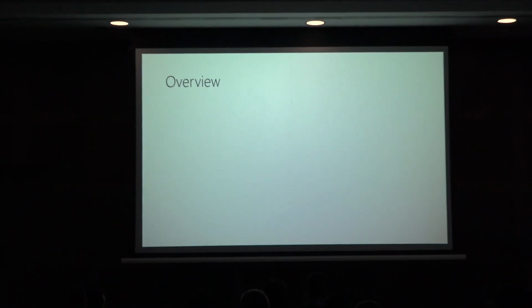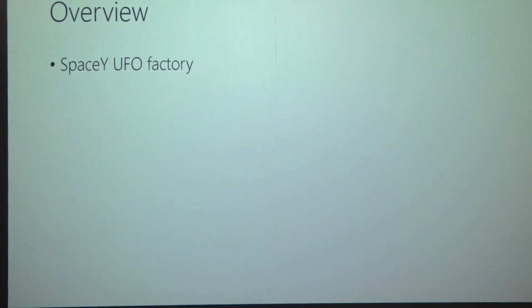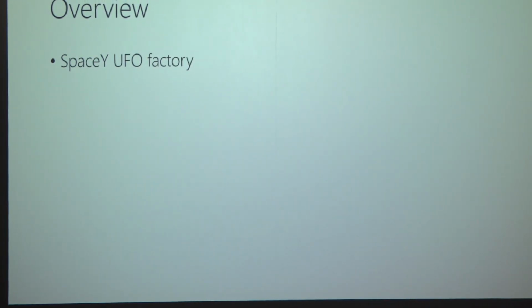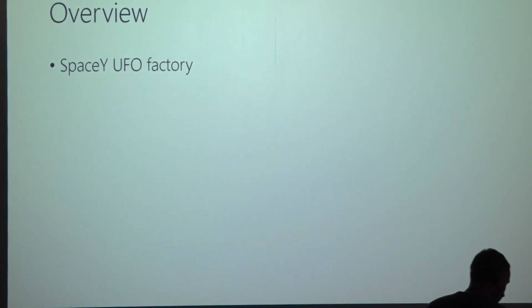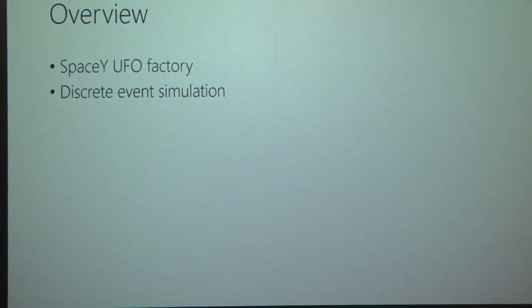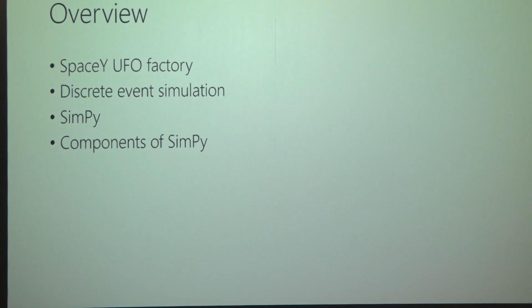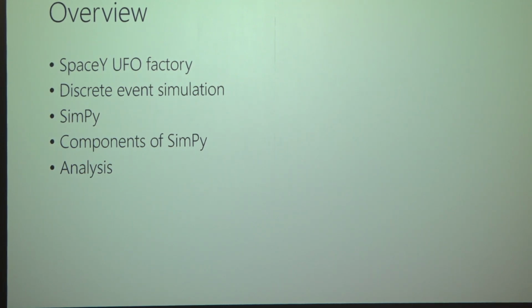For the overview of my talk, first I'm going to introduce a case. You work for Spacey and you need to implement a new factory. And we will use that to look over the different components that make a discrete event simulation and how to implement it in SimPy. We'll go into discrete event simulation itself. What is it? What can you do with it? Then we'll go a bit into SimPy, look at the different components, and end up with some analysis, which is the goal of the discrete event simulation, to measure the performance of the choices that we make.